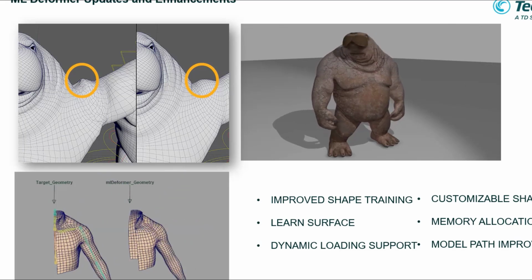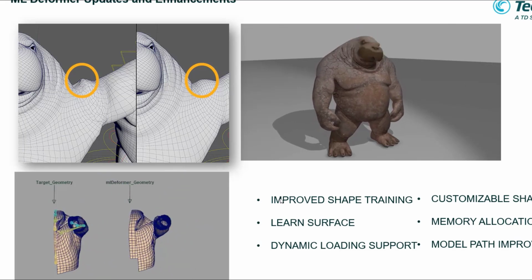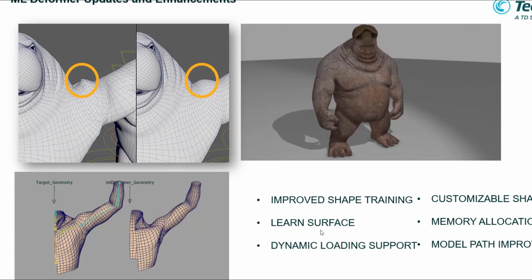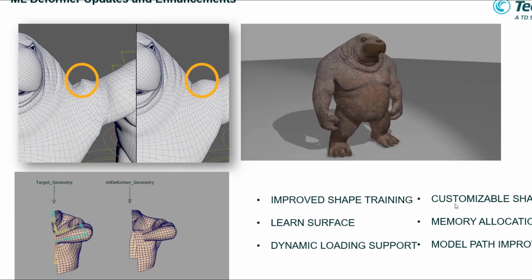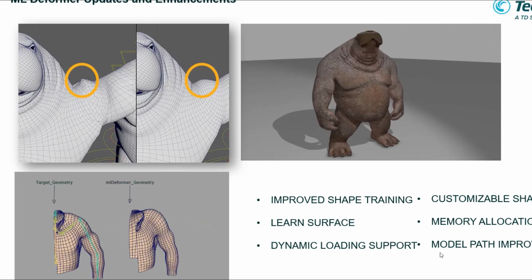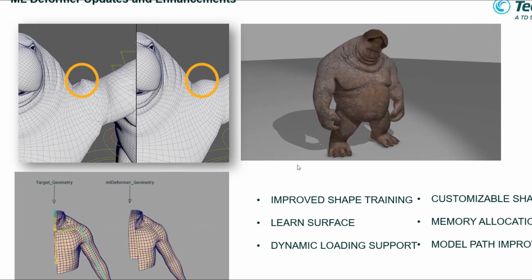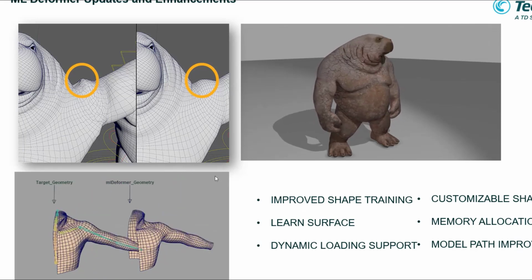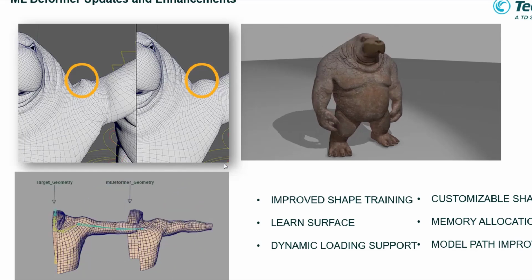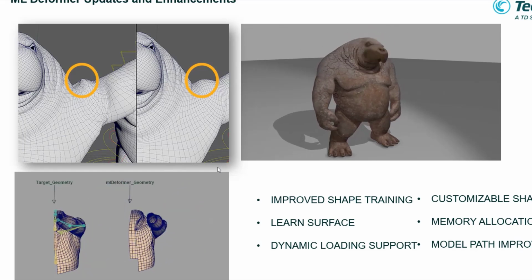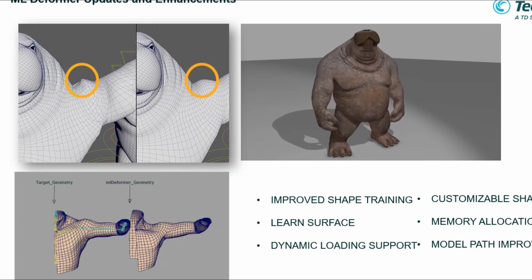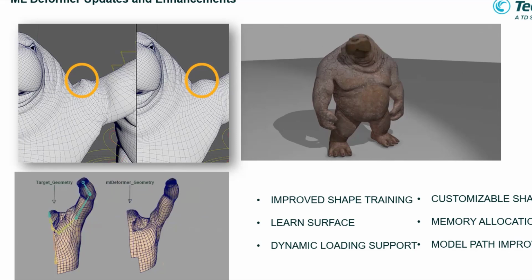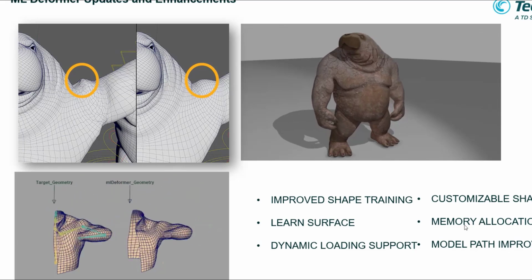I think this is an improvement, as you see on my screen right now: the improved shape training, the learn surface, customizable shape, analytic memory allocations, control, and model path improvement. So these are some improvements. If you want to try the ML deformer, make sure your Maya version is 2025. There is a machine learning deformer update and enhancements. Okay, let's move on.